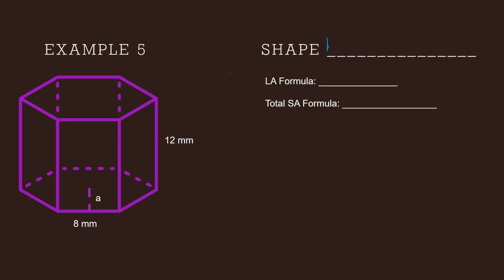So now we have a hexagonal prism because my bases are hexagons. So lateral, perimeter times the height. Perimeter of my base is 8 times 6, so that's 48. The height of my prism is 12, so that gives me 576.